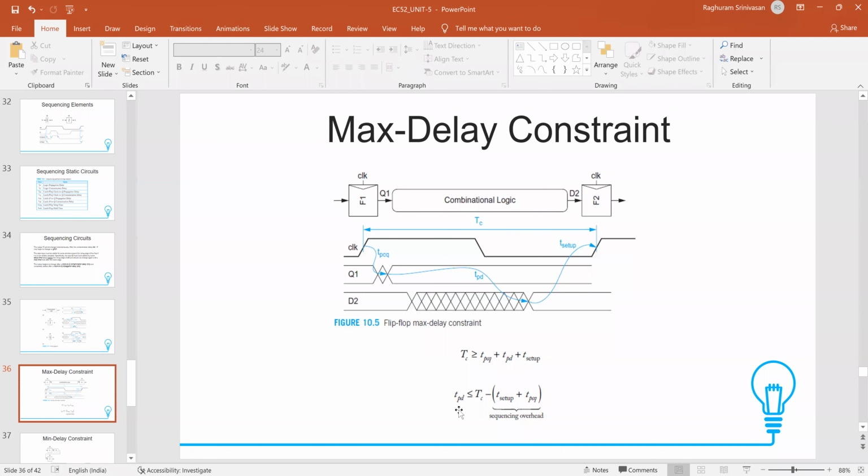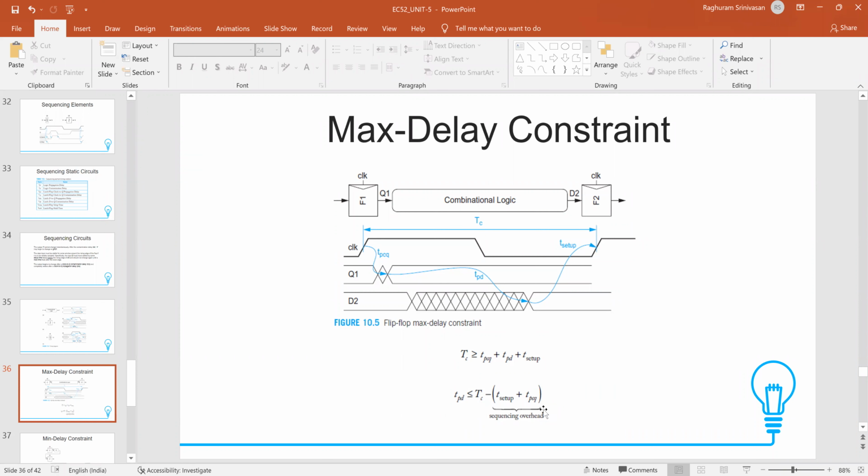Okay, what we have to do is work such that our combinational block satisfies this last equation, TPD. The maximum delay possible for your combinational logic block should be at most TC minus setup time plus TP-CQ. This is called the sequencing overhead, but this is the maximum delay for your combinational logic block. Any delay more than this is going to create a timing violation and you have to redo the design.